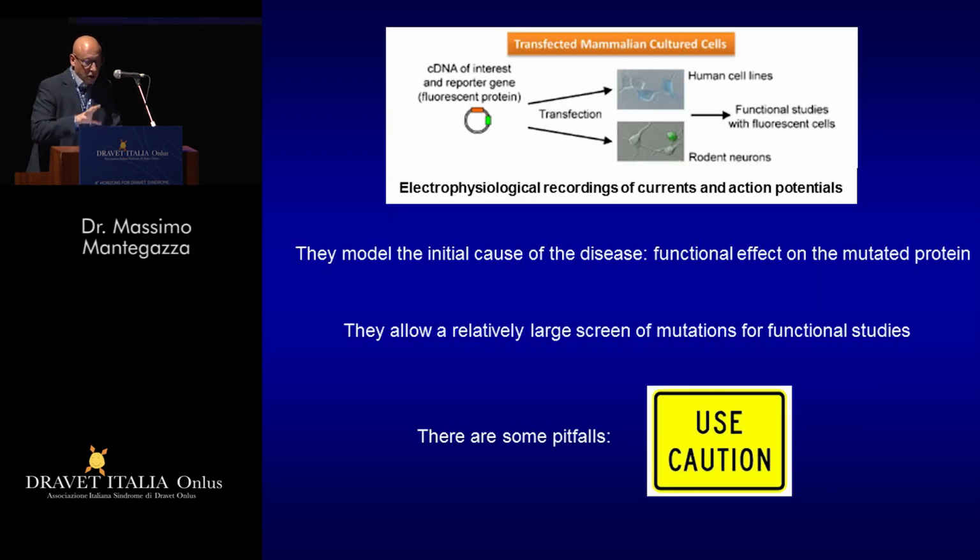So these models model the initial cause of the disease, so the functional effect on the mutated protein. And they allow a relatively large screen of mutations for functional studies. But as I said, there are several pitfalls, so you have to use them with caution because they are very reduced systems. So you cannot compare it with an organism, you cannot compare it directly with a patient.